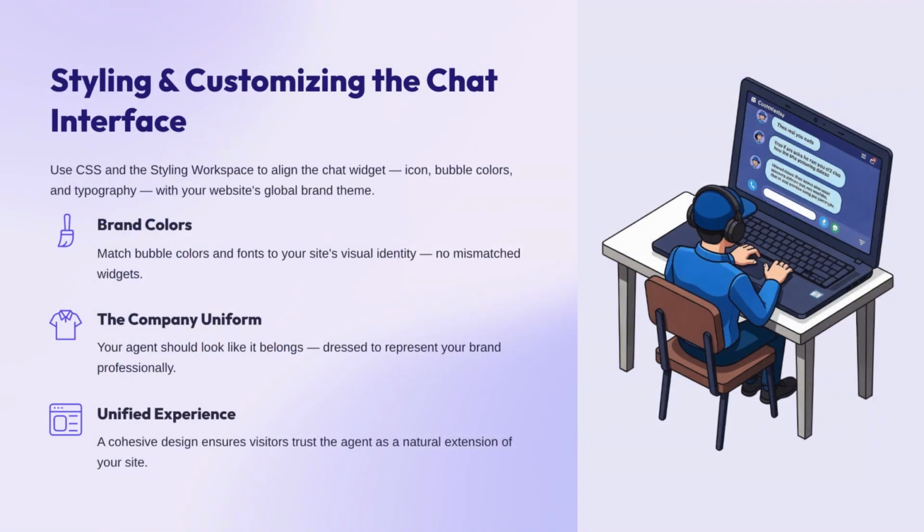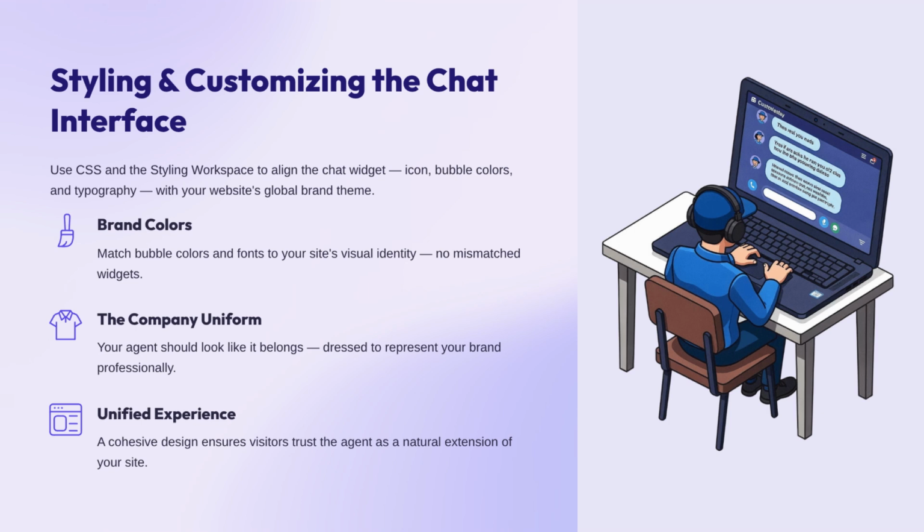Let's dive into customizing the chat interface. The formal definition describes the use of CSS and the styling workspace to modify the appearance of the chat widget, including the icon, the bubble colors, and the typography, to ensure it aligns with the website's global theme. To put it very simply, it is the uniform. You wouldn't want your concierge at a fancy hotel wearing a clown suit. You want them to look the part.